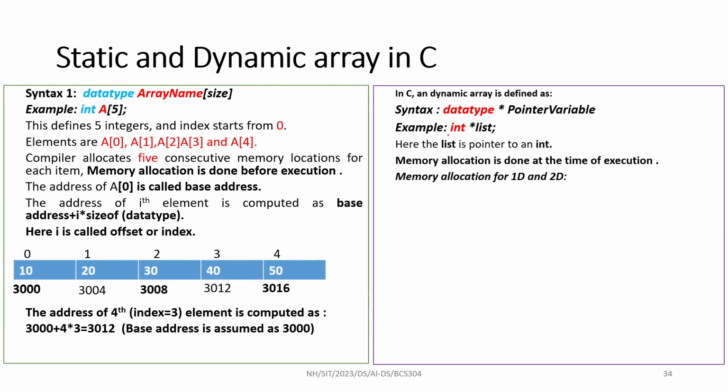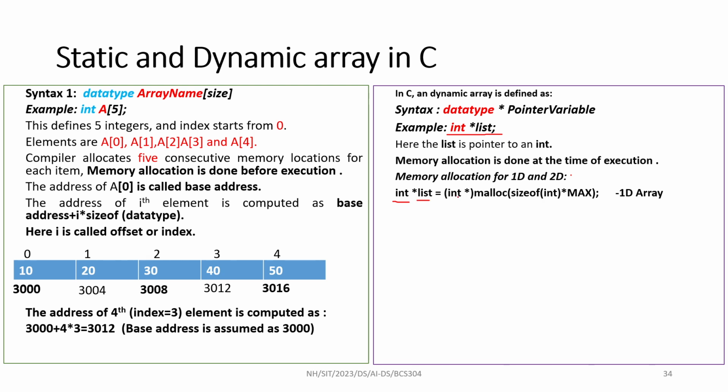In C, the pointer is declared like this. The data type of the pointer, which holds the address of some other element. That element is of type integer, as meant. Int star list means list holds the address of an integer. List is the pointer name, the pointer variable name, int is the data type, and star indicates that it is a pointer. So, memory allocation, how that is done for 1D and 2D. This is a pointer which holds the address of an integer variable.